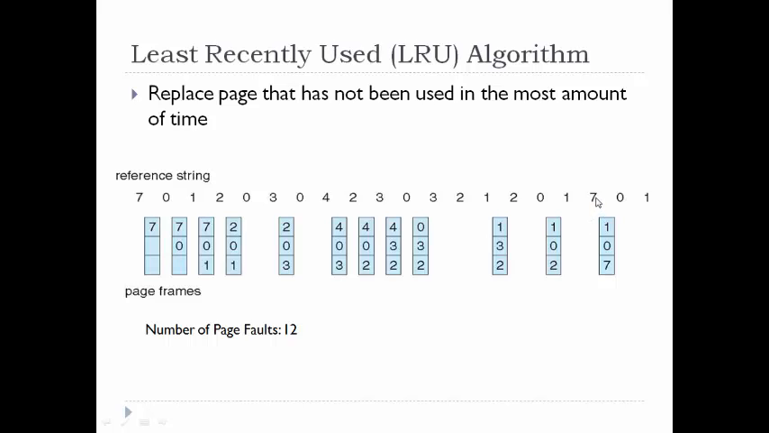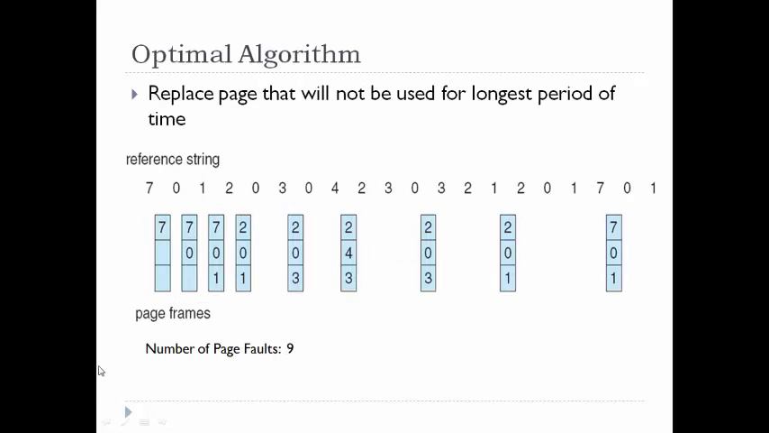The next to be inserted is 7. Check in reverse, 1, 0, 2. 2 is the least recently used, and then we are inserting this 7. 0 and 1 are already present. So this is how the least recently used algorithm is going to be used. And the number of page faults are 1, 2, 3, 4, 5, 6, 7, 8, 9, 10, 11 and 12. So we have 12 page faults.